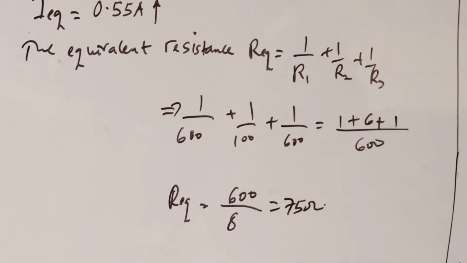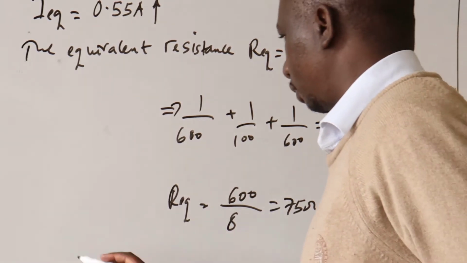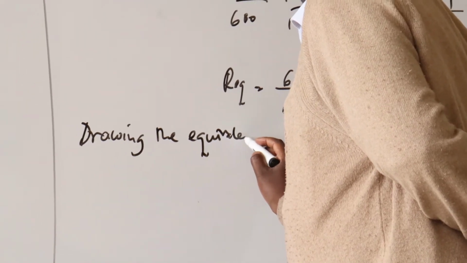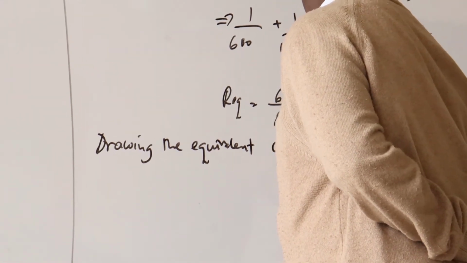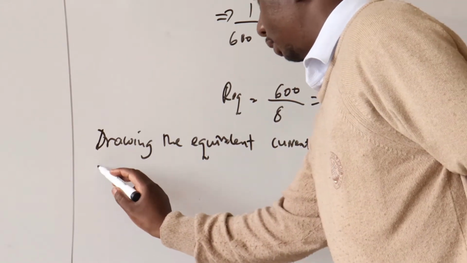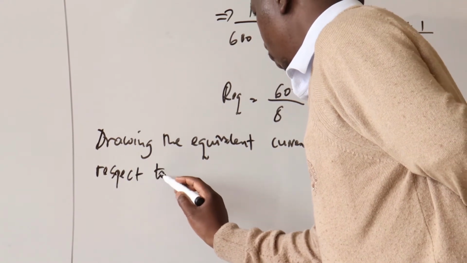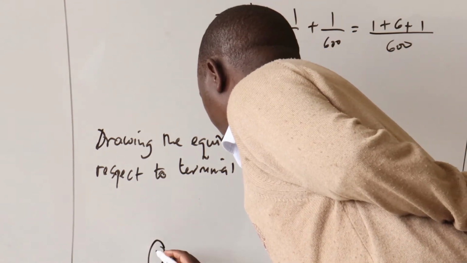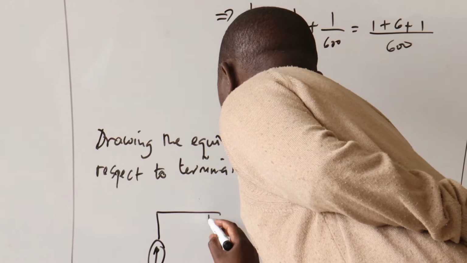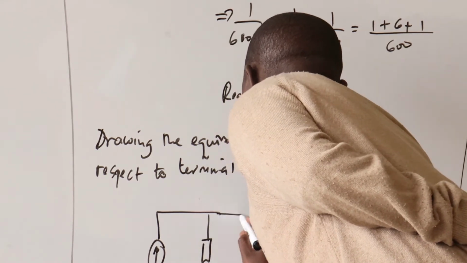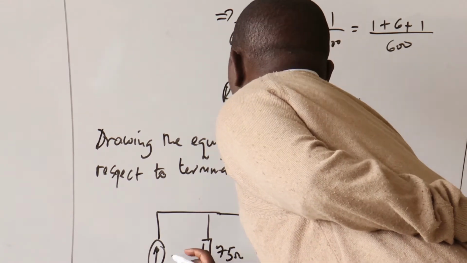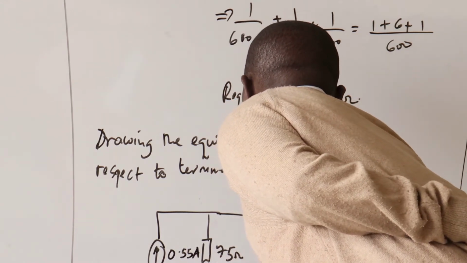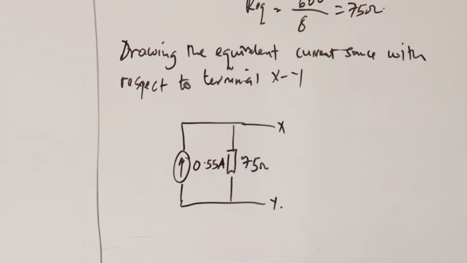So when drawing this, you can draw this as a current source or a voltage source. Drawing the equivalent current source with respect to terminal XY, we shall have our equivalent current facing up, and they shall have a resistance here. So this will be 75 ohms, and this will be 0.55 amps. So this is X and Y. That's the equivalent current source.